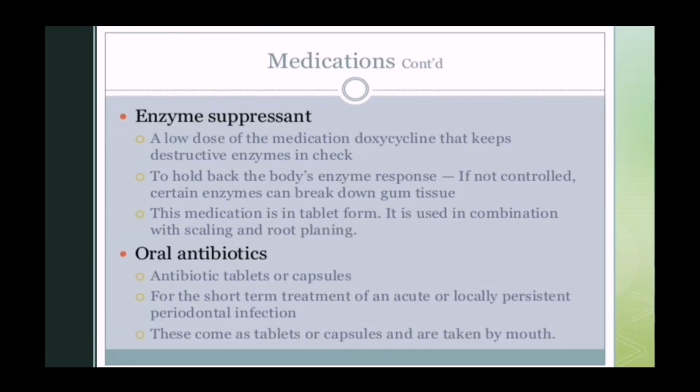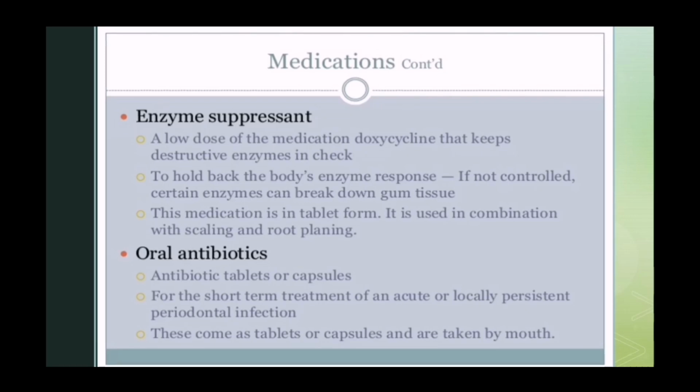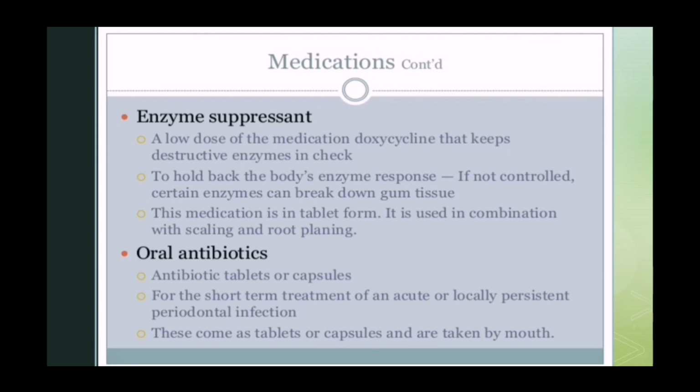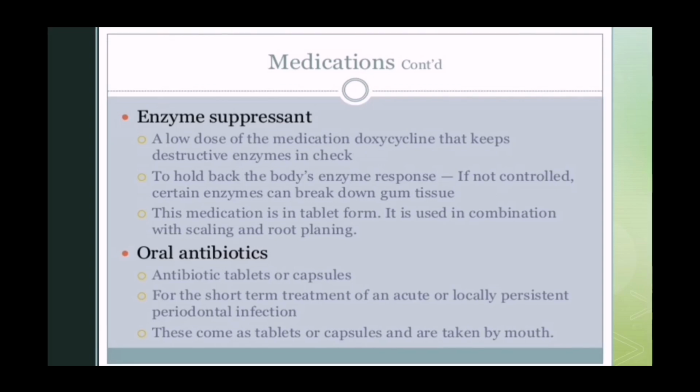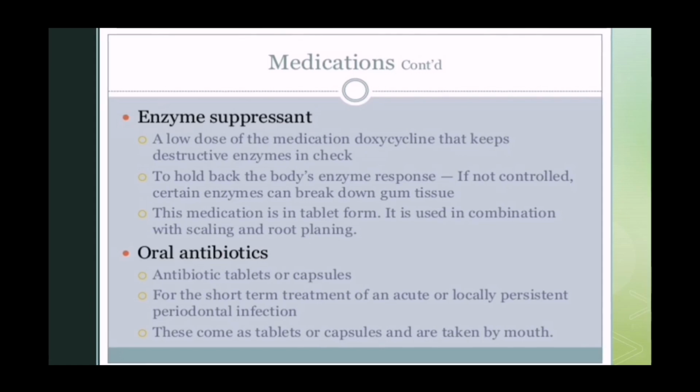Enzyme suppressants: a low dose of the medication doxycycline that keeps destructive enzymes in check to hold back the body's enzyme response. If not controlled, certain enzymes can break down gum tissue. This medication is in tablet form. It is used in combination with scaling and root planing. Oral antibiotics: antibiotic tablets or capsules for the short-term treatment of an acute or locally persistent periodontal infection. These come as tablets or capsules and are taken by mouth.